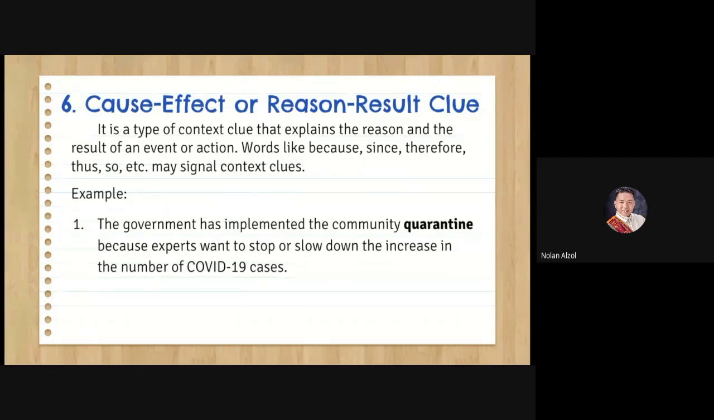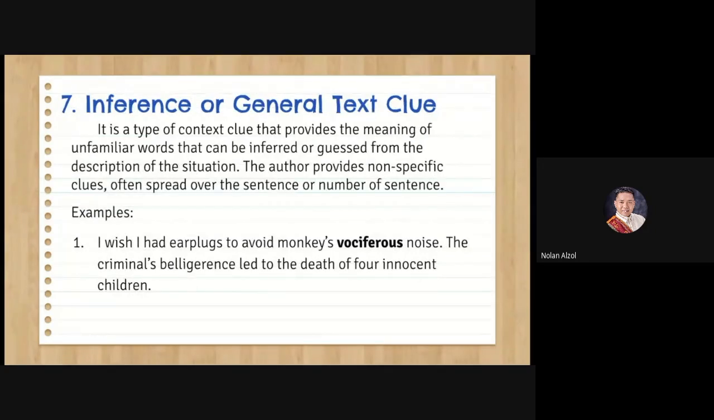And through the cause effect or reason result clue, we can define that quarantine is a health protocol that experts do to slow down the increase in the COVID-19 cases. And the last one, inference or general text clue. It is a type of context clue that provides the meaning of unfamiliar words that can be inferred or guessed from the description of the situation. The author provides non-specific clues, often spread over the sentence or number of sentences.